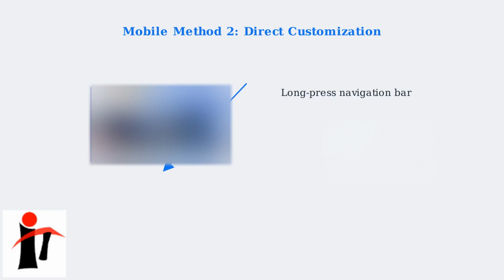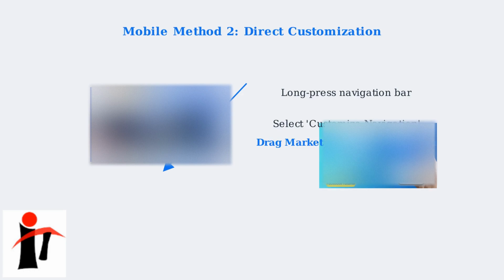The second method is even faster. Simply long press on the navigation bar at the bottom of your Facebook app. Select Customize Navigation, then simply drag the Marketplace icon to your desired position in the bottom navigation bar. This method gives you instant visual feedback.